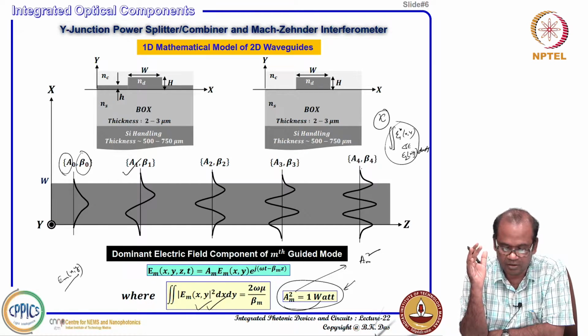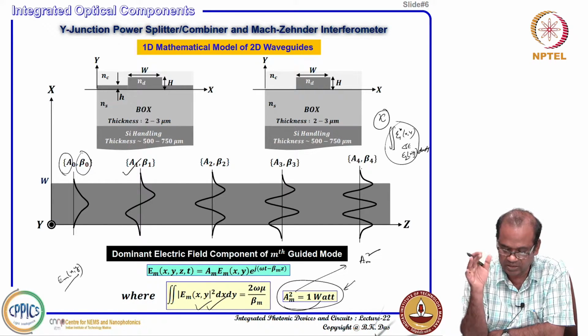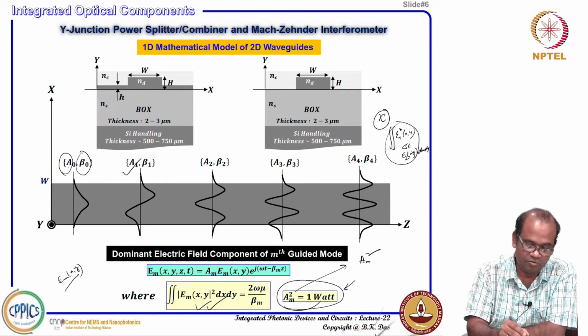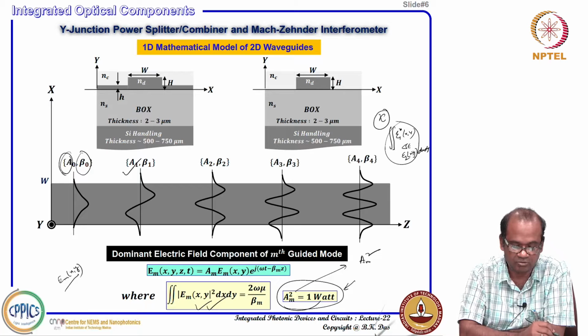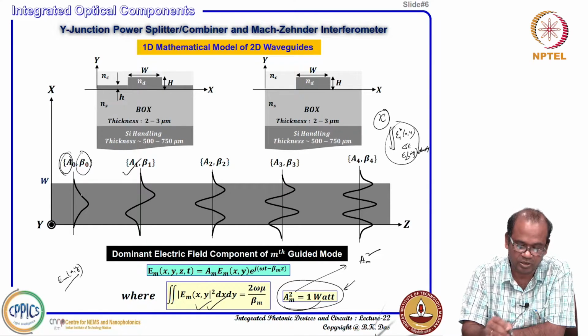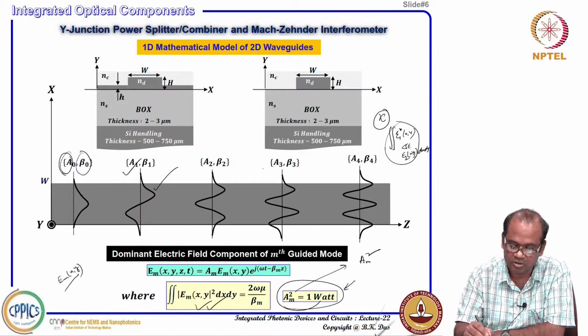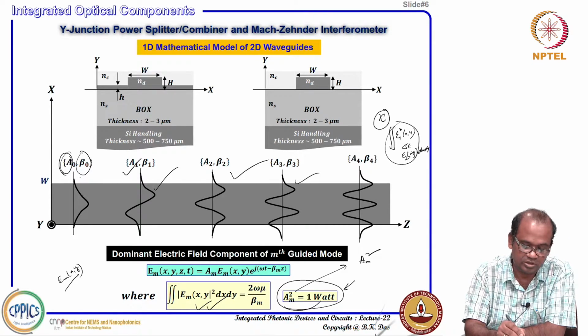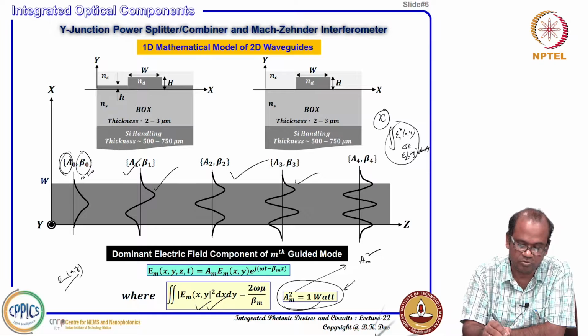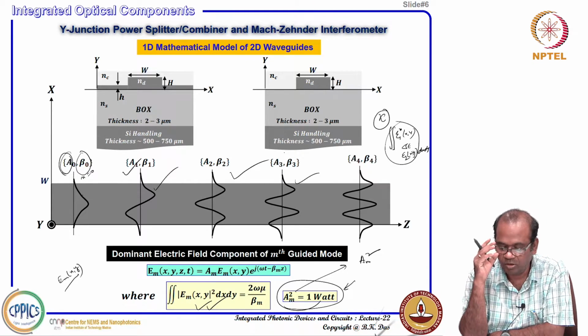So, now we can reduce the number of parameters. All the field distributions, omega, t, x, y dependencies, everything we can forget as long as we know the amplitude value A naught, beta naught for the fundamental mode, A1, beta 1 for the first order mode, second order, third order, and so on. This corresponds to mode index 0, mode index 1, mode index 2 and so on. Mode index we start from 0. Okay. So, this is how we can understand.